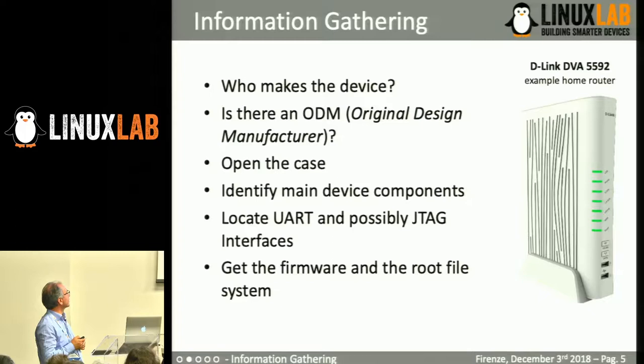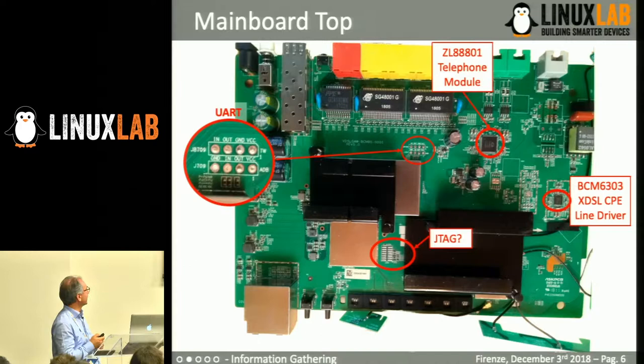You open the case, identify the main device components, and you have to locate the UART, the serial interface, and possibly also the JTAG interface. The serial console interface is very, very important. And then you have to, in some way, get the firmware and the root file system. In this example, I opened the case, and it was quite easy to locate the serial console because it is clearly marked in the PCB.